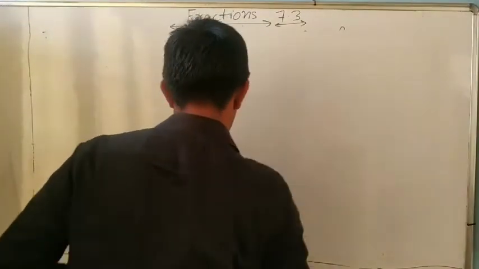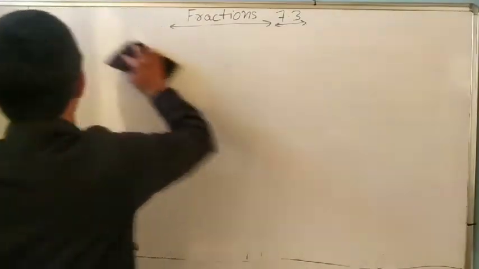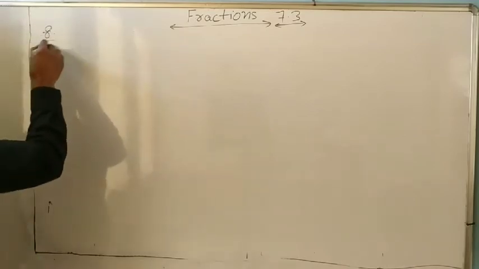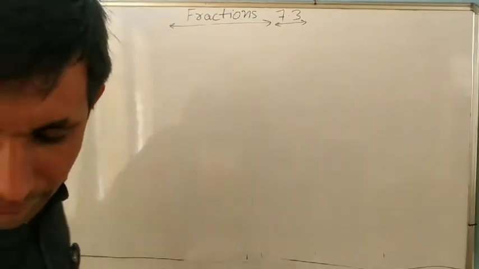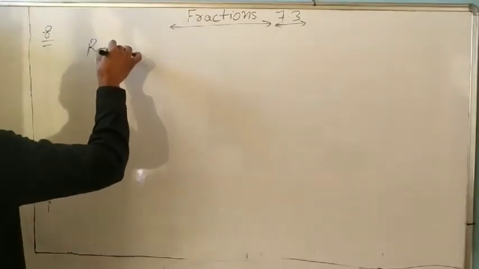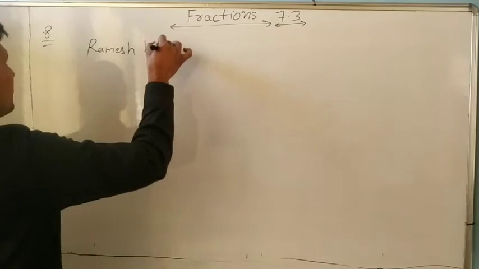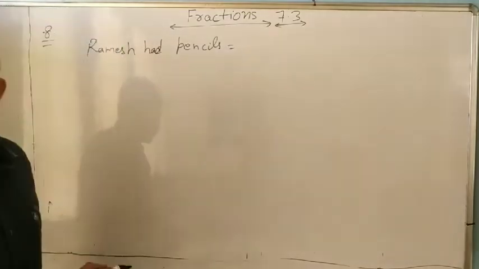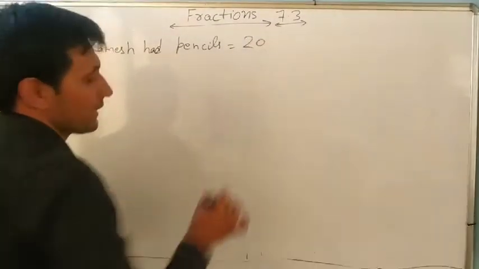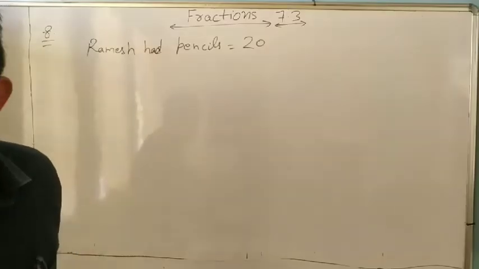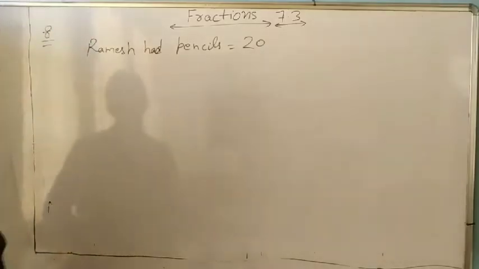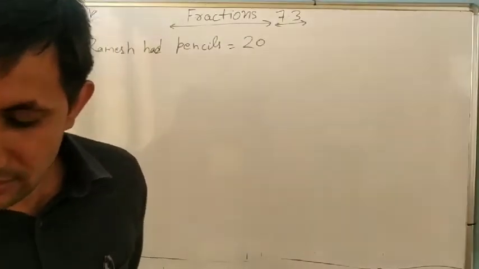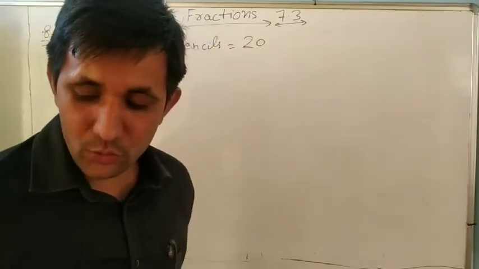Okay. Next is question number 8. In question number 8 it is given, Ramesh had 20 pencils. Right? Ramesh total has how many? 20 pencils. Next, and Silu had 50 pencils. Jamal had 80 pencils. Very important question. Many times it comes in exams. 80 pencils after 4 months. Okay. Ramesh used up 10 pencils.